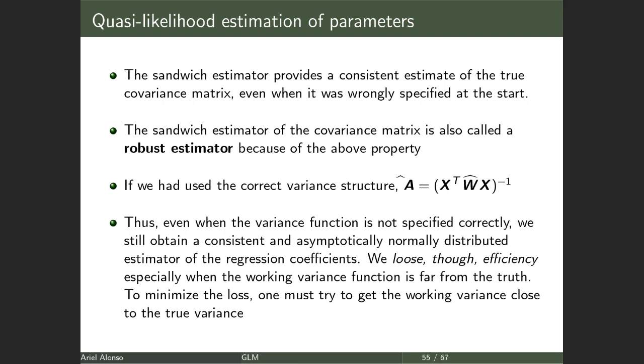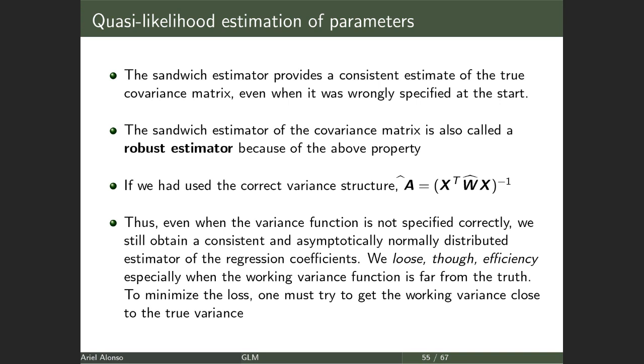Okay. The sandwich estimator gives you a consistent estimate of the true variance-covariance matrix for your estimator, even when you got the working variance wrong. So you can make valid inference for beta even if the working variance was wrong. The only thing you need to make sure is that you got the mean right. So the procedure is very general, very flexible. You can get almost everything wrong and still make correct inference for beta, but the mean needs to be right. The sandwich estimator is also sometimes called the robust estimator because of the property we saw above.